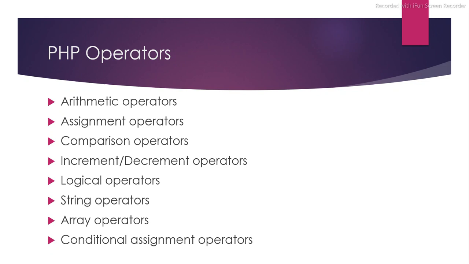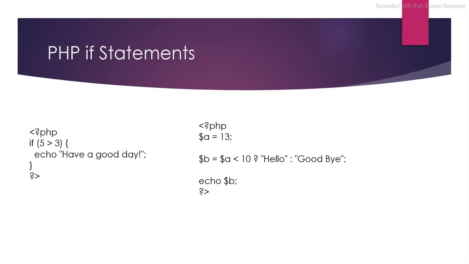Arithmetic operator, assignment, comparison, increment, decrement, logical operator. Logical means and, or, not. Then string operator means string length, compare, concatenation, all these. Then array operators, then conditional assignment operators. So these are some of the operators available in PHP. Almost all the operators available in most languages are available in PHP also. Then there is if statement, if else, then nested if, and looping statement, everything the same, just like other languages.